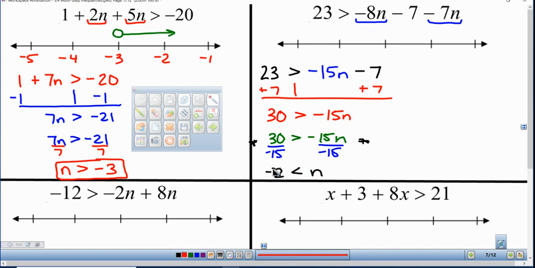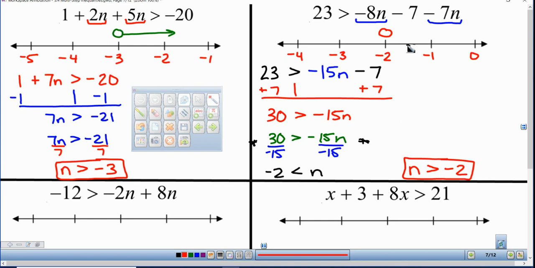Now, once again, I don't have the inequality with the variable on the left side, so I'm going to read it this way first. I'm going to flip it around, not the sign itself, but the entire inequality. Negative 2 is less than n. Well, that means n is greater than negative 2. And so we put negative 2, negative 1, 0, negative 3, negative 4.